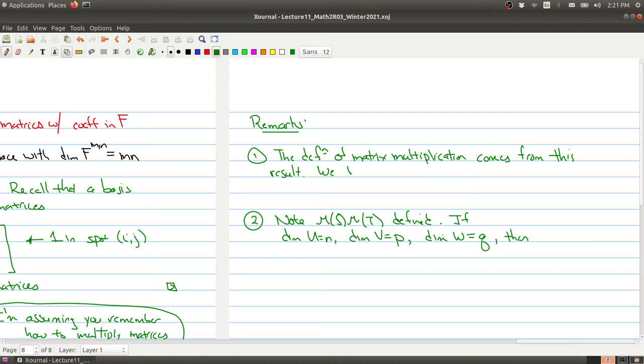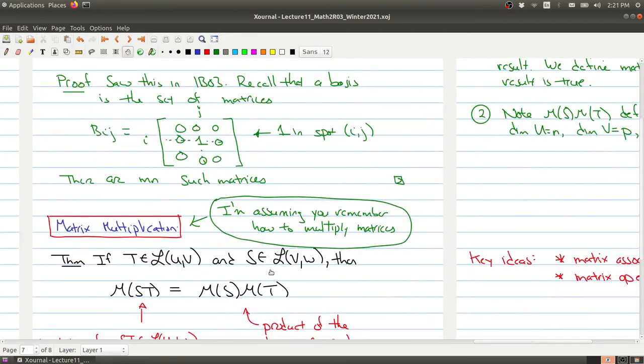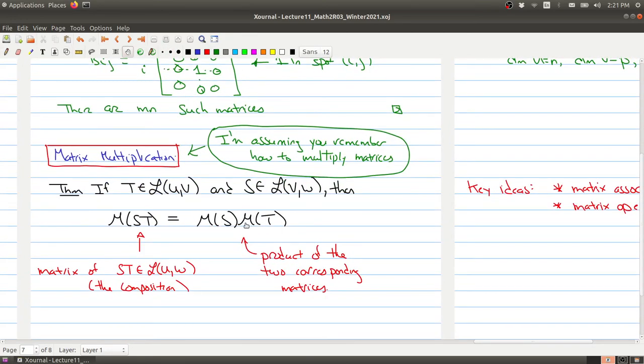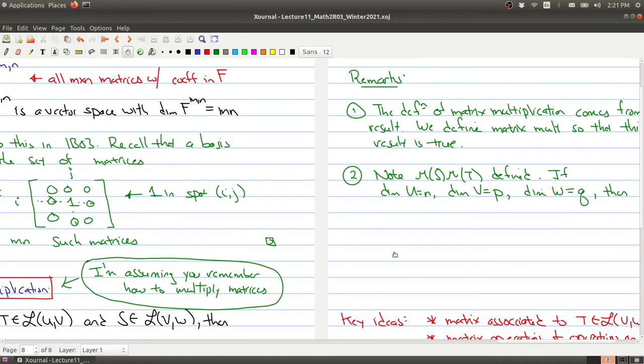We define matrix multiplication so that this result is true. There could have been many different ways that we defined the multiplication of two matrices. Part of the reason that we define it the way that we do is so that we can have this equality here. First take the composition and then the matrix. It's the same thing as first taking the matrices and then combining them using matrix multiplication.